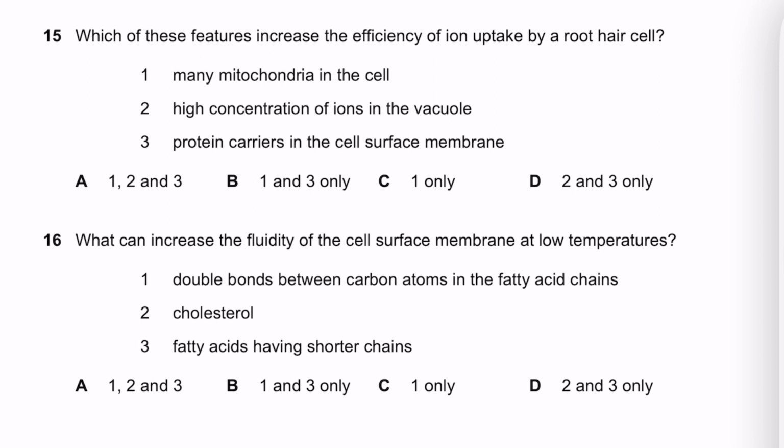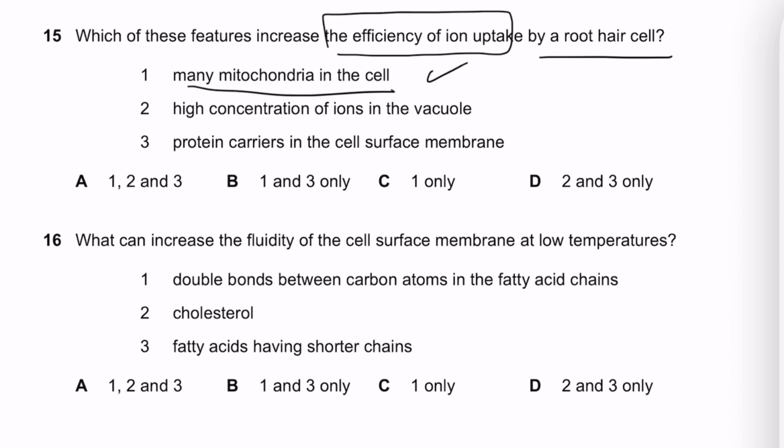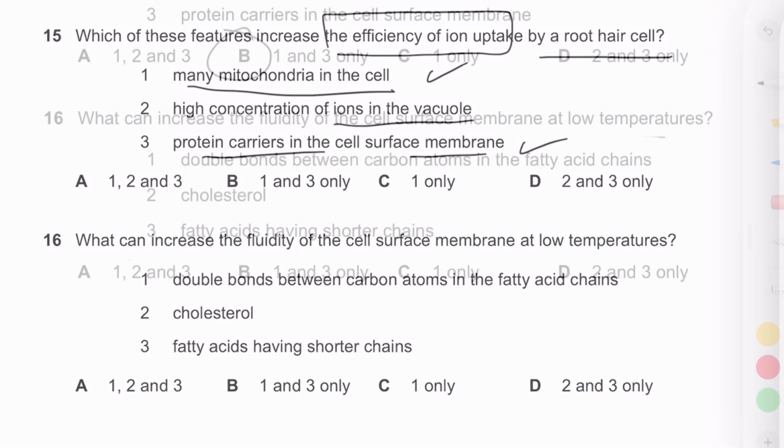So which of these features increase the efficiency of ion uptake by root hair cell? So specifically, the root hair cell has lots of adaptations, right? It has a large surface area. It has a large vacuole with a concentrated cell sap, right? But let's see what is exactly important for increasing the efficiency of ion uptake. Many mitochondria are perfect because we know that the ions are taken up by the cell by active transport, which is an active process, as like from its name we can tell, right? And high concentration of ions in the vacuole. This is not really important because active transport doesn't really rely on the presence of a concentration gradient, and protein carriers in the cell surface membrane, obviously, because active transport relies on these.